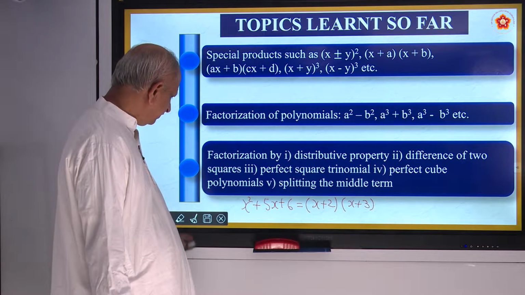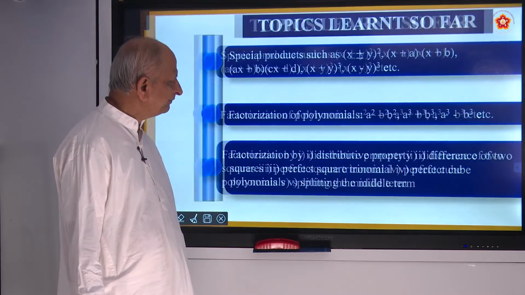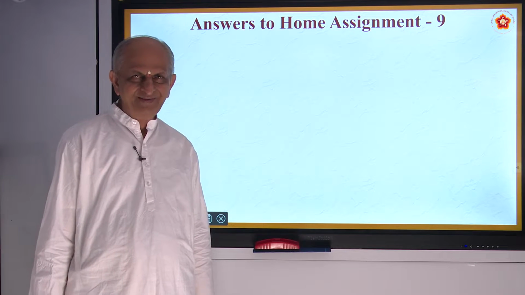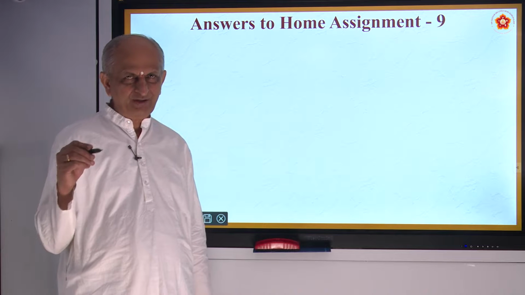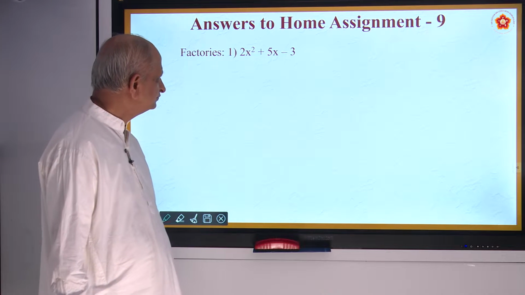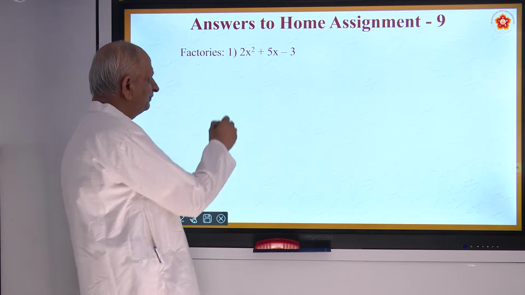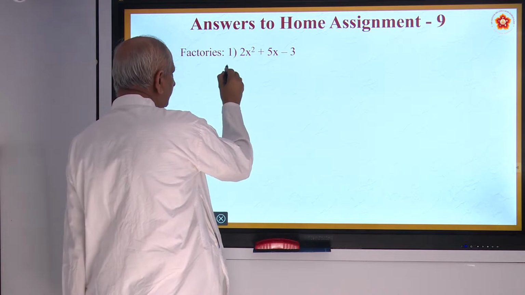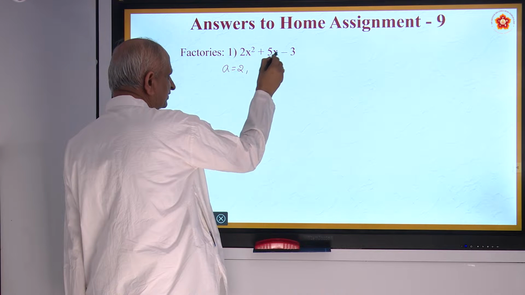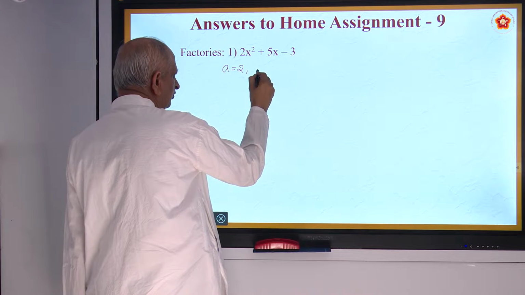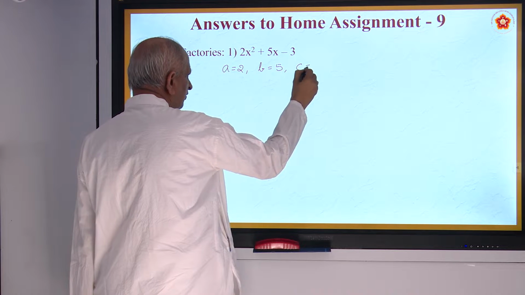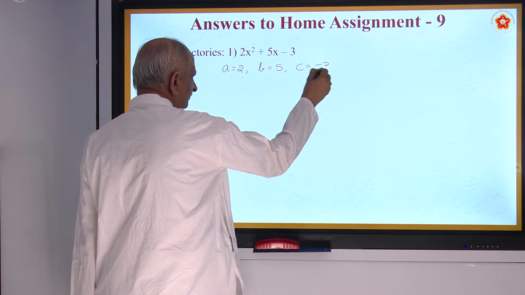Now shall we look at the home assignment? How many have worked out? All? Okay. Mostly you have done it because they are very interesting and very simple also. So here is one question. Here the expression is 2x squared plus 5x minus 3. A is equal to 2, b is equal to 5, c is equal to minus 3.